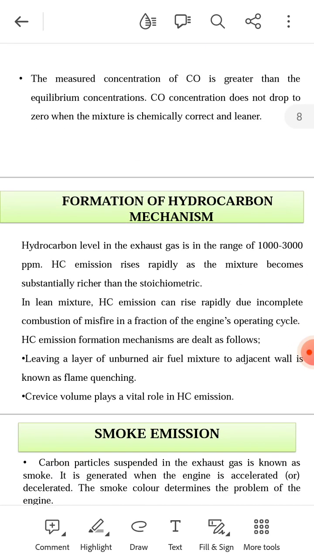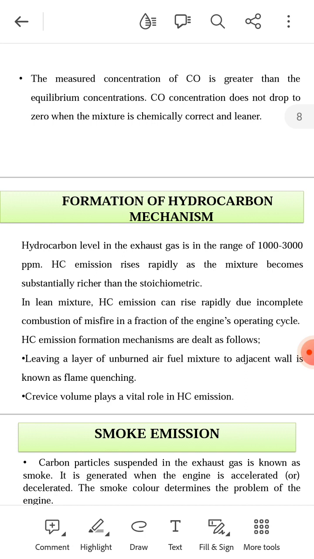Formation of hydrocarbon mechanism. Hydrocarbon level in the exhaust gas is in the range of 1000 to 3000 ppm. Hydrocarbon emission rises rapidly as the mixture becomes substantially richer than the stoichiometric. The lean mixture hydrocarbon emission can rise rapidly due to incomplete combustion or misfire in a fraction of the engine operating cycles.